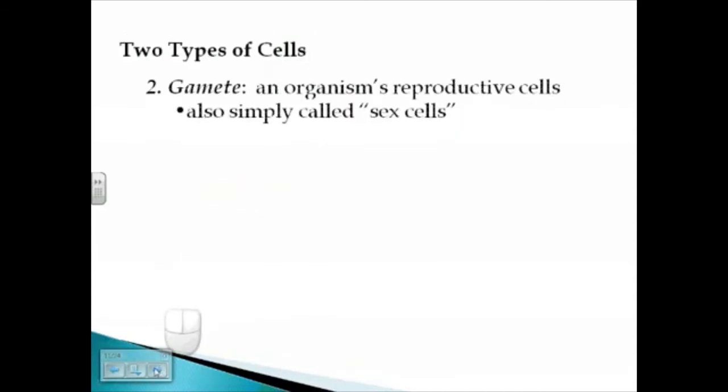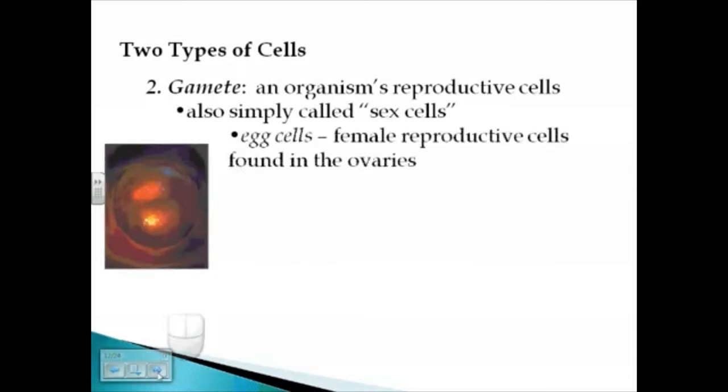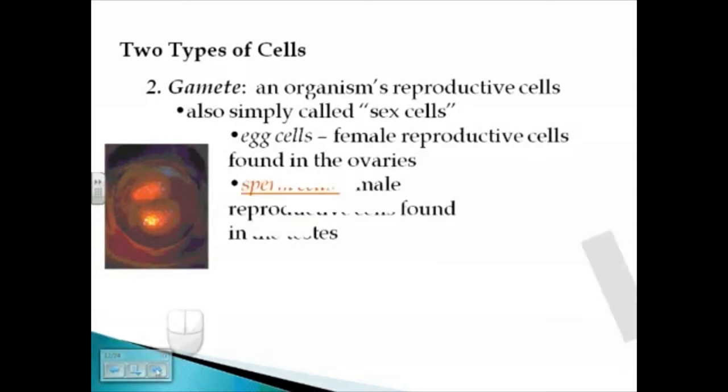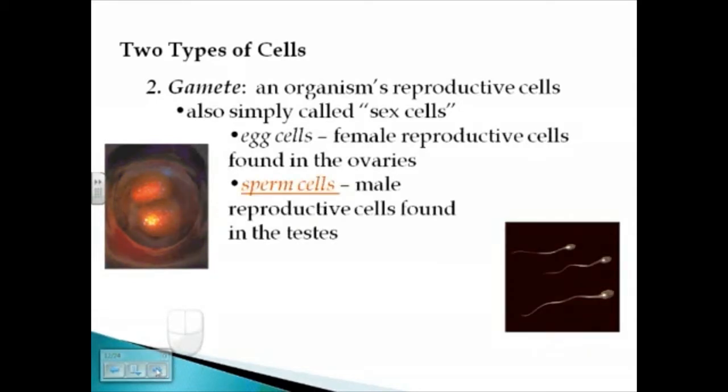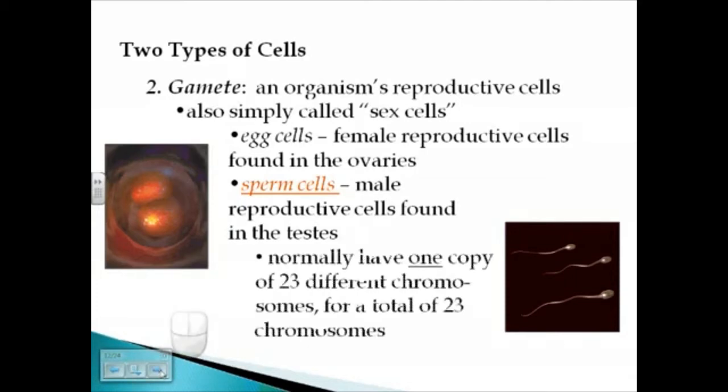Our second type of cell that we can classify based on numbers of chromosomes are gametes. Typically, you would just call them sex cells. Most commonly, an egg cell for a female, a sperm cell for a male. Another hyperlink that you can actually watch a video. In the case of gametes, gametes only have one set of 23. So 23 total. One number 1, one number 2, one number 3, all the way down to one number 23.